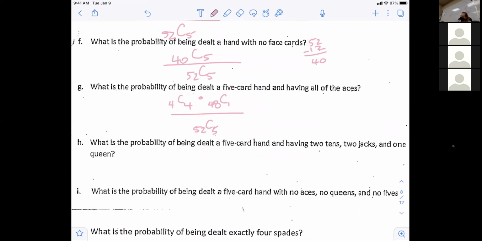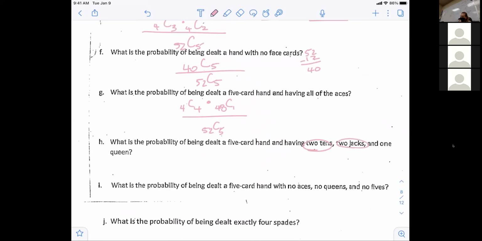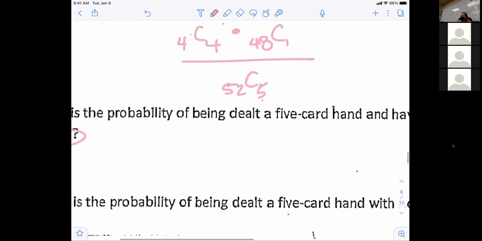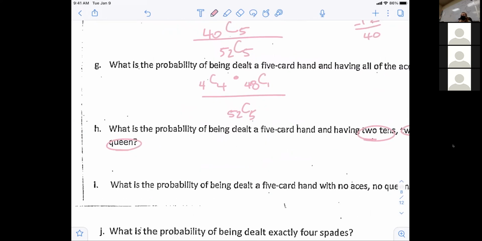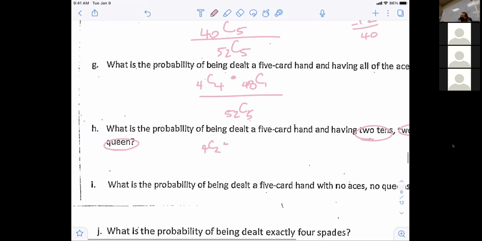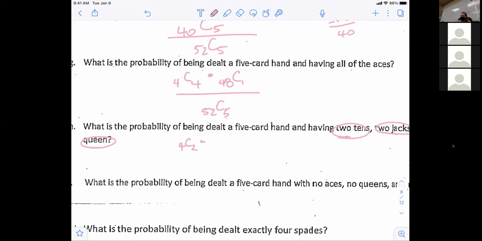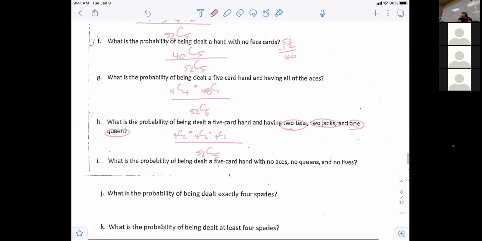All right, last one we're going to do. It says 2 tens, 2 jacks, 1 queen. How many tens are there? Good. How do I represent that I want 2 of them? Other way around. 4 choose 2. Good. How do I represent the 2 jacks? Same way, 4 choose 2. And then how do I represent the 1 queen? 4 choose 1. And all of these are multiplied because it's true in one hand. And then it's going to be 52 choose 5.